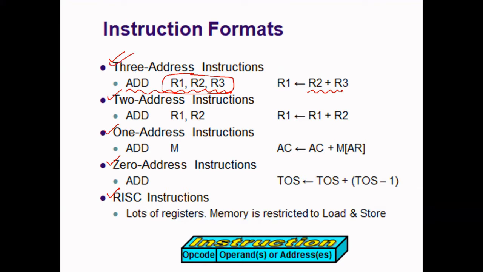For the same instruction, some CPUs follow 2 address instructions, where the opcode is there, and then R1, R2. What is the meaning of this? R1 plus R2, the result is stored in R1. See here, R1 plus R2, the result is stored in R1.